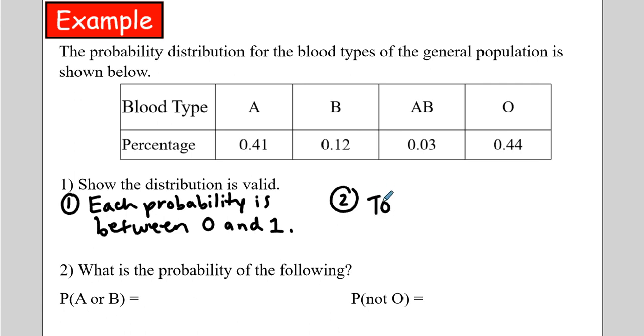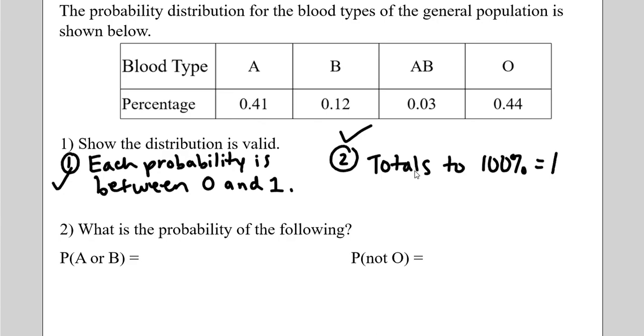So you would say yes, totals to 100%, which is equal to the number 1 as a decimal. So that's how you show that it's valid. You have to check both of those conditions.